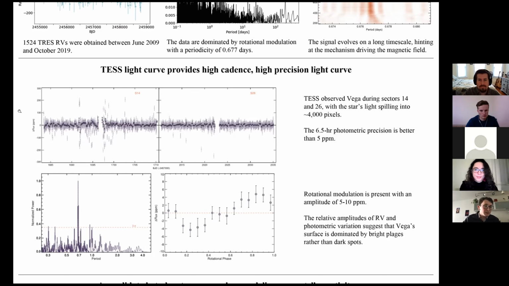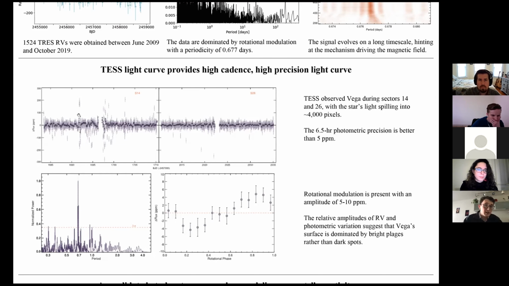And here we have data processed for us by Andrew Vanderburg. And while the light curve does look relatively flat, if we feed it into a periodogram, we immediately see a peak emerge at 2/3 of a day, making this the very first photometric detection of Vega's rotational modulation.